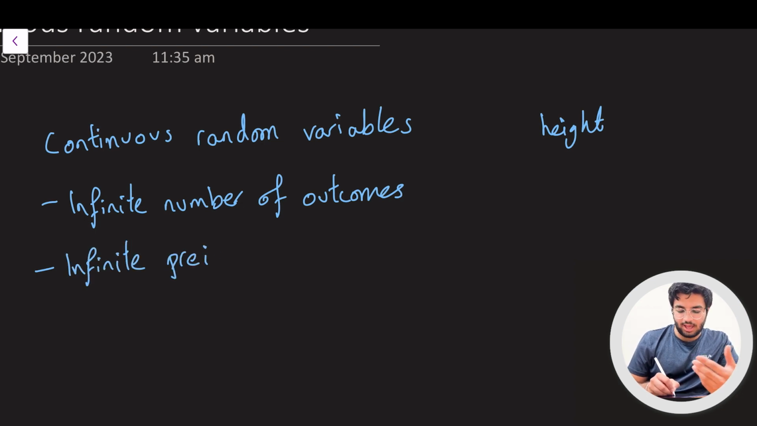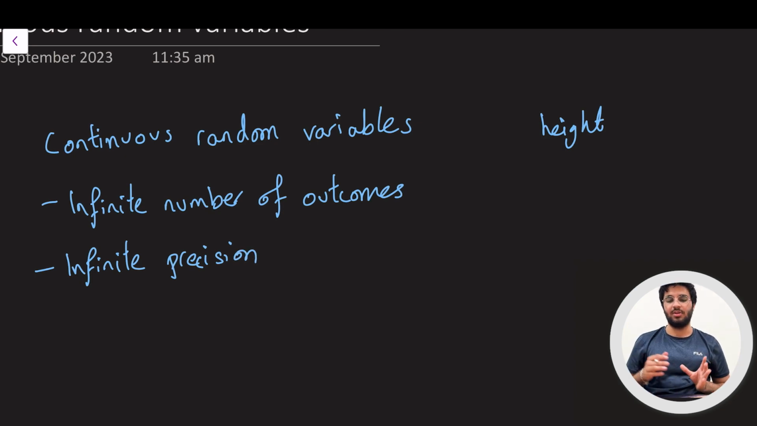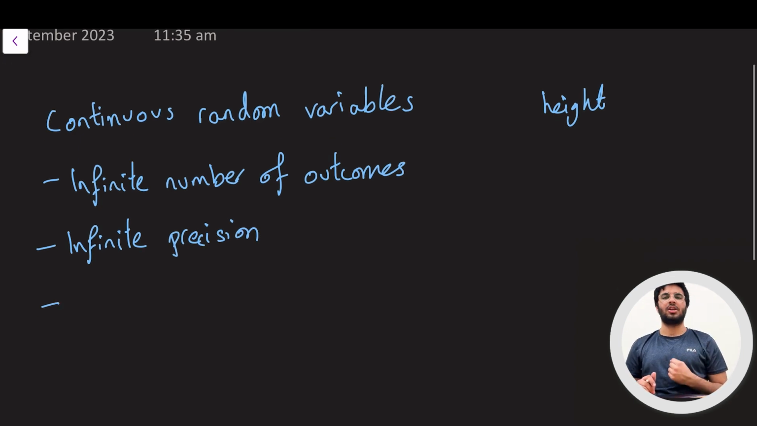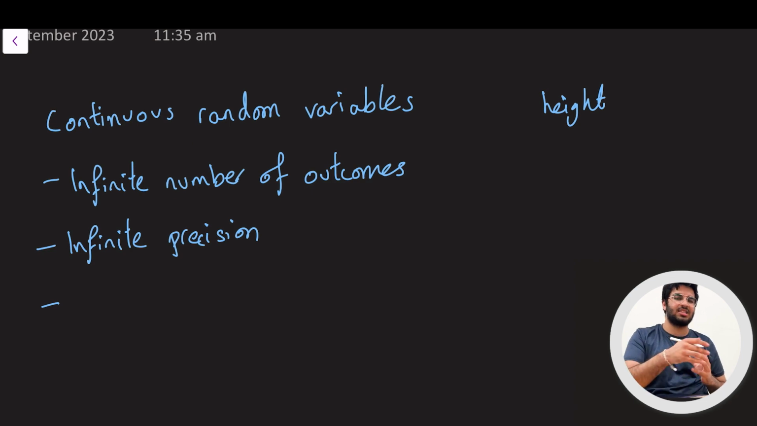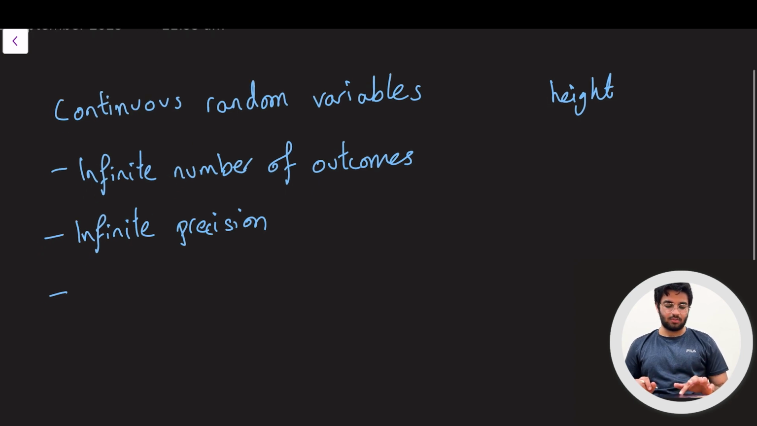Which is why there's an infinite number of outcomes in the first place, because if you're trying to measure the height between 5 and 6 feet, there's an infinite number of values in there. There's an infinite number of outcomes in there. That's how the two are related. So typically, continuous random variables take up decimal values. That's another observation about continuous random variables.